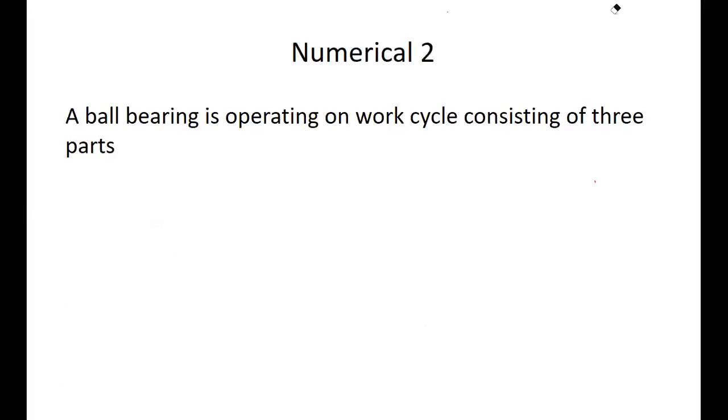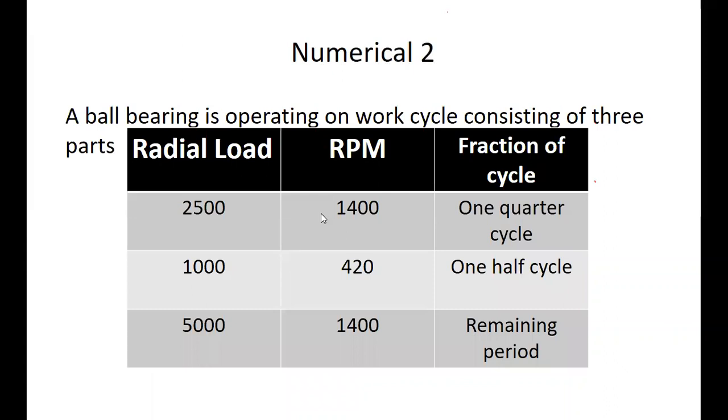Let's go to numerical 2 very quickly. Bearing is operating on a work cycle. A ball bearing is given, consisting of 3 parts. Previously, there were 4 parts. Here, there are 3 parts. Radial load for all the 3 parts is given. RPM for all the 3 parts is given. But the very noticeable thing is that there is no axial load. There is no axial load factor. The cycles are given as 1 quarter cycle, 1 half cycle, and remaining. So 1 minus 1 by 4 minus half will be equal to the remaining period.